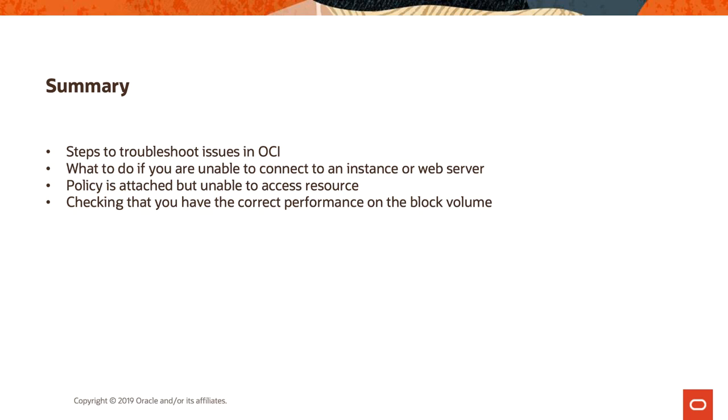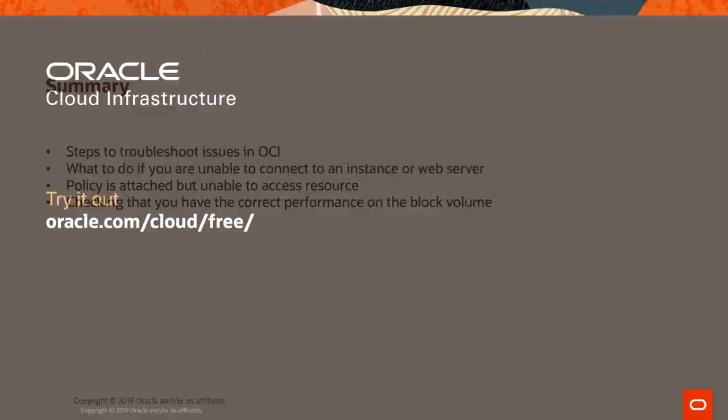and policies. If they're attached but you're unable to access a resource, make sure that the syntax is correct, allowing the dynamic group or allowing a specific user to access the item at the tenancy level or the compartment level. And then also checking if you have the correct performance on your block volume. And this is something where you choose whether you have a 4K block size or 8K block size to get the best performance out of the block or boot volumes.